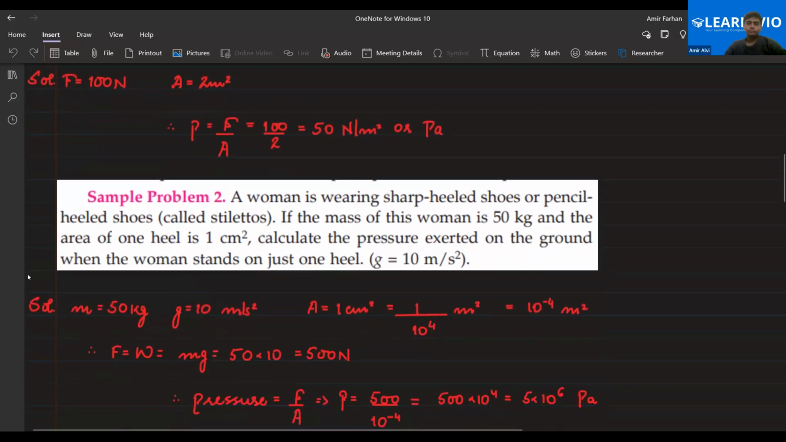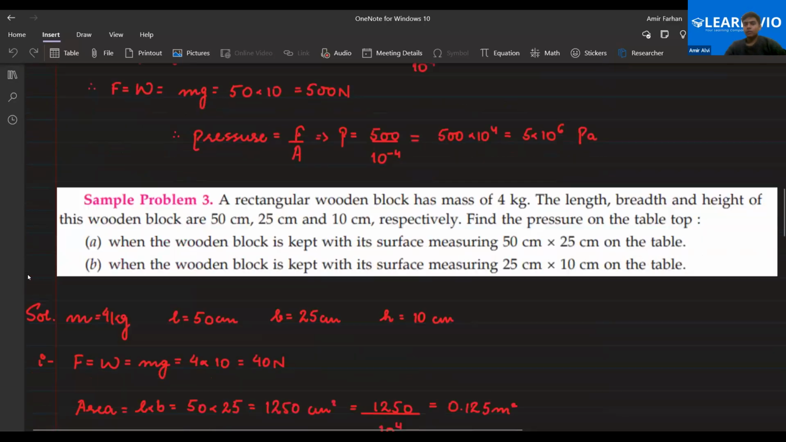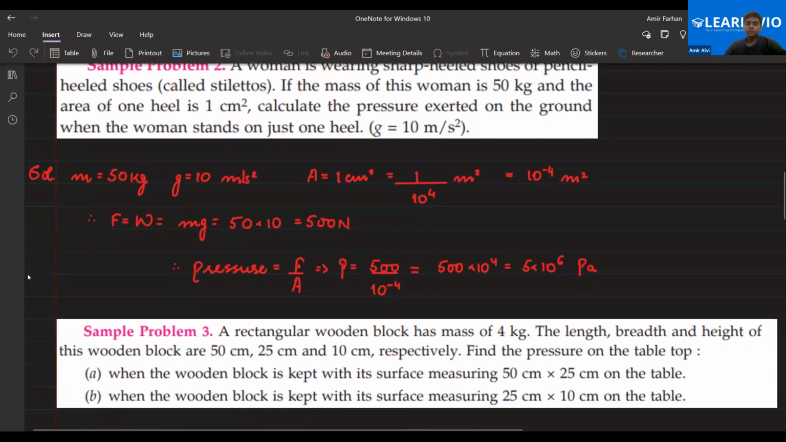Okay. The answer would be 5 into 10 to the power 6 pascals. So this is one more question. Do the first part only.